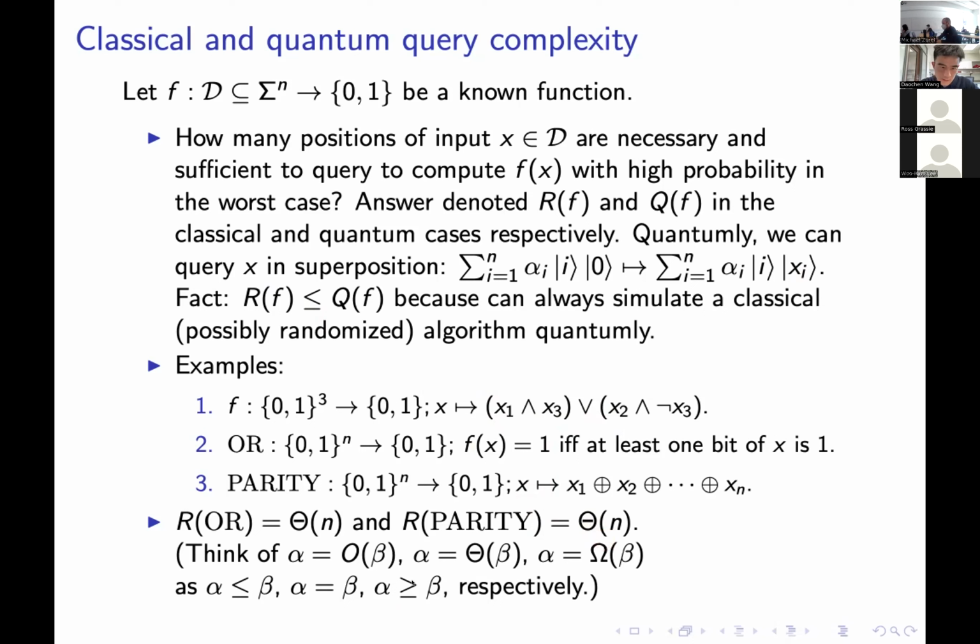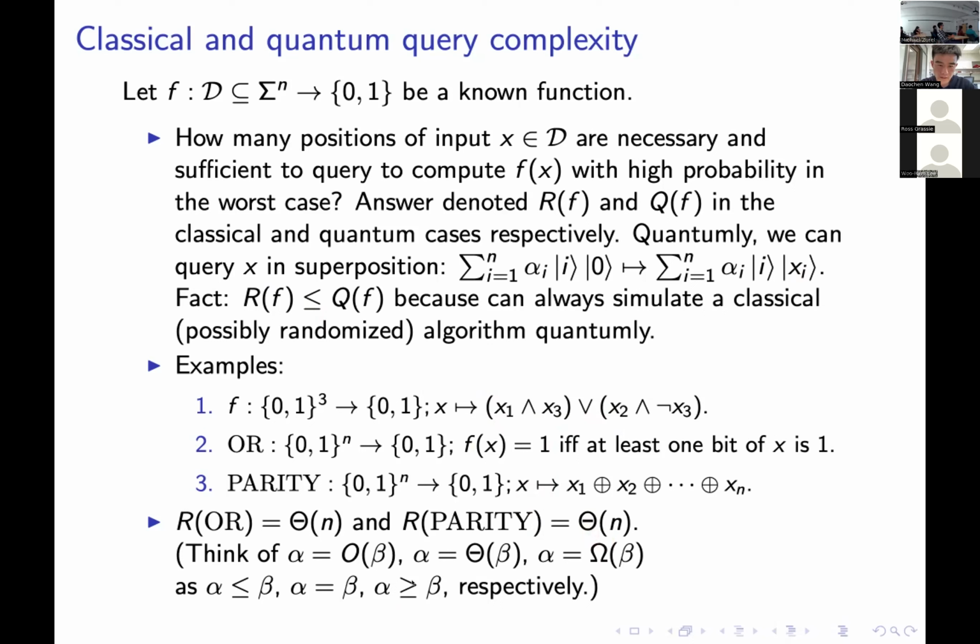If we sit down and think about this for a bit, we'll see that they are both about order n. Let's take OR. The reason for having order n is because you might query the first n-1 bits of the input, and they might all turn up 0.